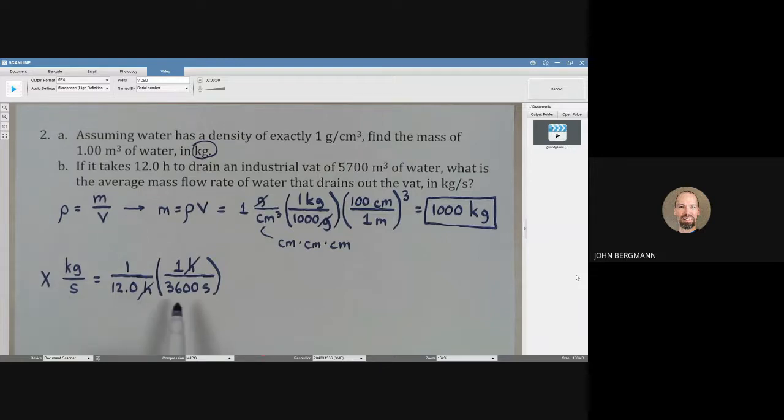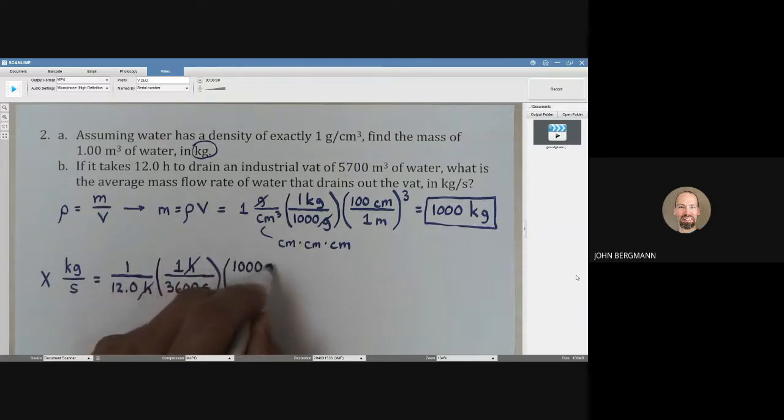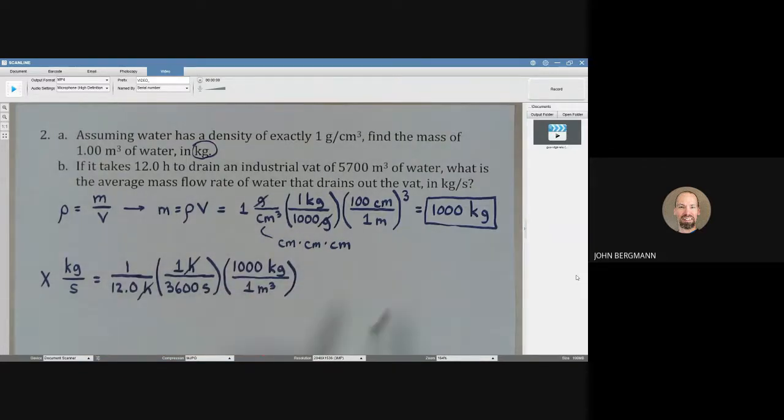Now, we need to put kilograms in there. Well, what do we know? We just found out that 1,000 kilograms of water is the mass of 1 cubic meter. We just established that in the previous problem. 1,000 kilograms is 1 cubic meter. Now we've got seconds in the denominator. That's great. We've got kilograms in the numerator. That's great. But now we have this extra cubic meters in the denominator that we don't want.